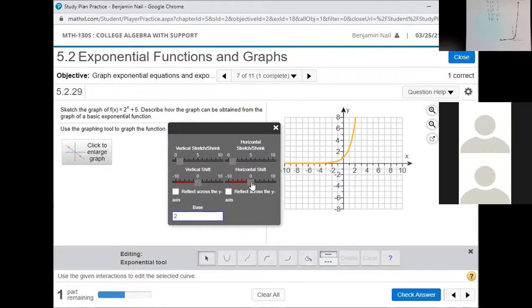Then any shifting you're going to do with these sliders. So the vertical shift is your up and down. The horizontal shift is your left and right. So with this graph, 2 to the x plus 5, that's going to shift vertically. We're going to go up 5. So I'm going to change this vertical shift slider to a plus 5.